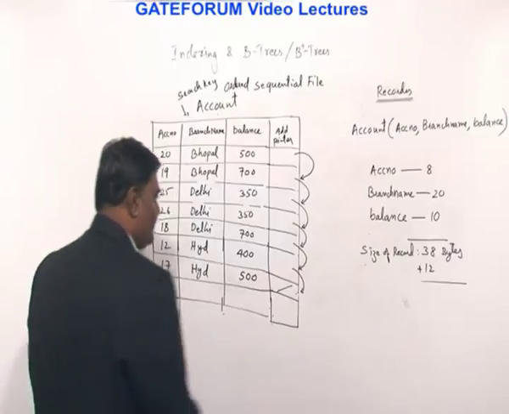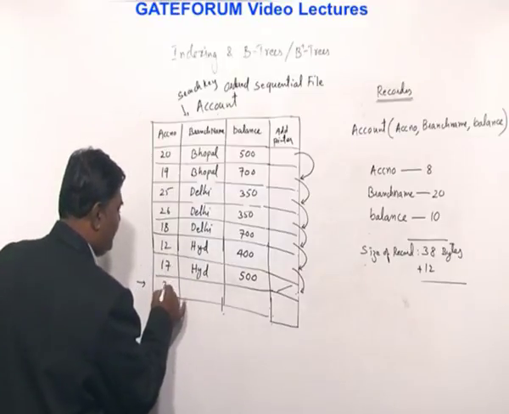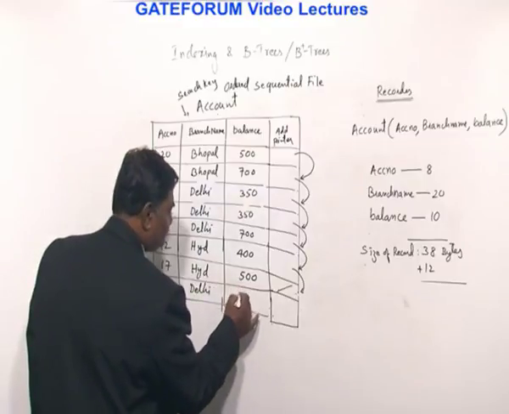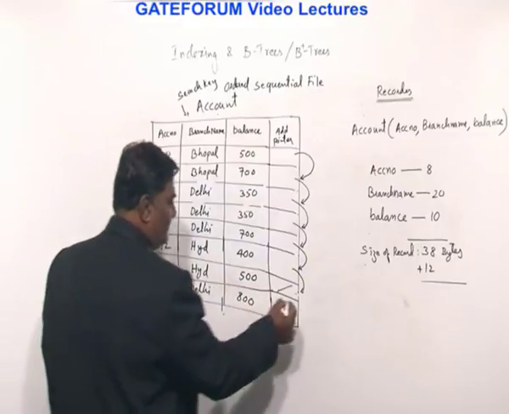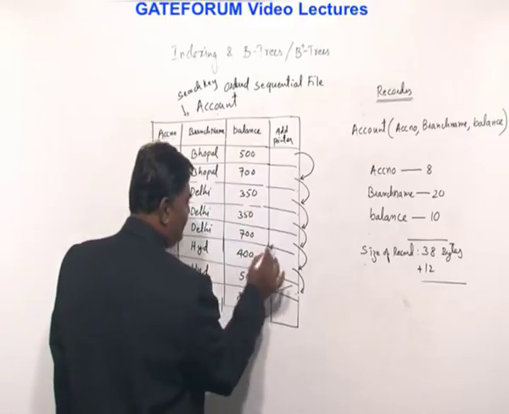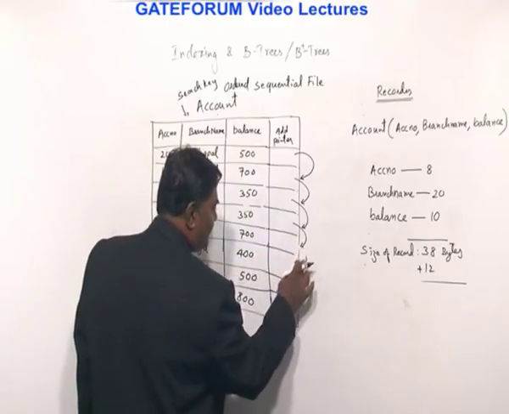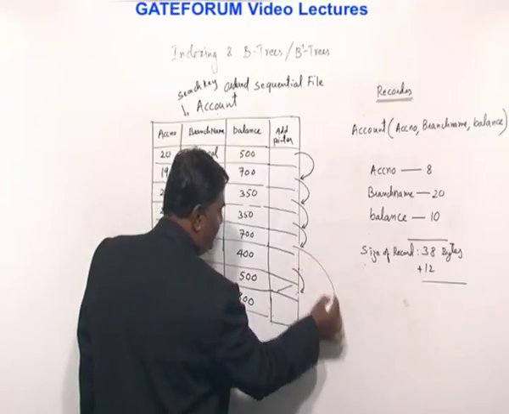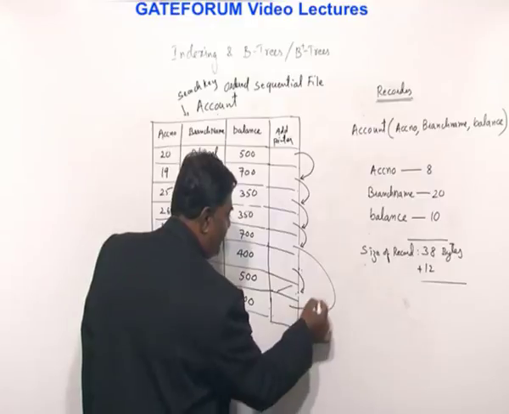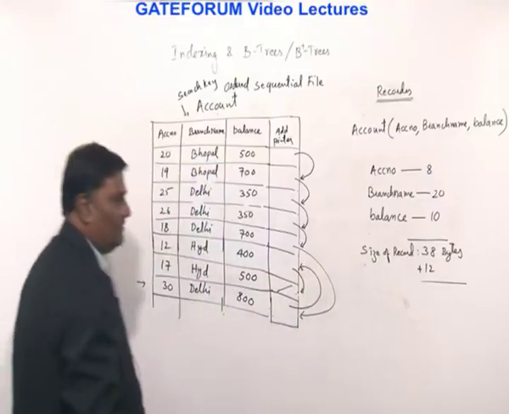Right? Now the question is, if I am inserting a new record for Delhi, then this last record, Delhi 700, should point to this newly inserted record, and this should point to the next record.